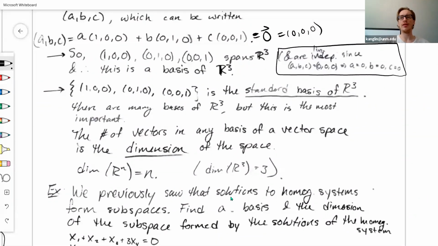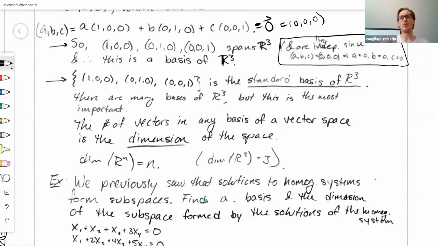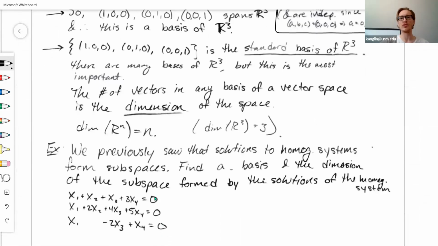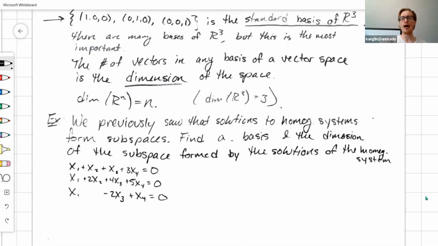Okay, so we previously saw that solutions to homogeneous systems form subspaces. Take a look back at a previous video for that. Here, I want to find a basis and dimension of that subspace formed by the solutions of this homogeneous system. So if you remember, anytime you have a homogeneous system, all zeros on the right side of your equations, it means that the solutions will form a subspace. So I want to take this system and find a basis for the solution space, is what you can call it. And I want to find the dimension of that. So let's go through this.